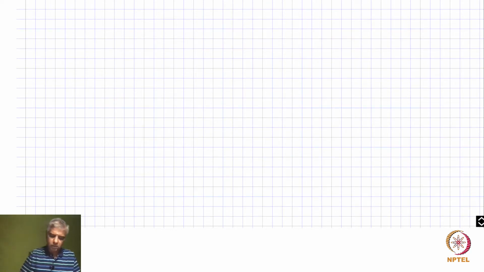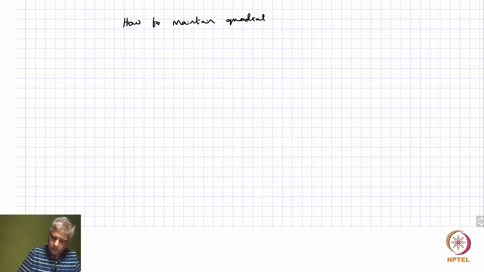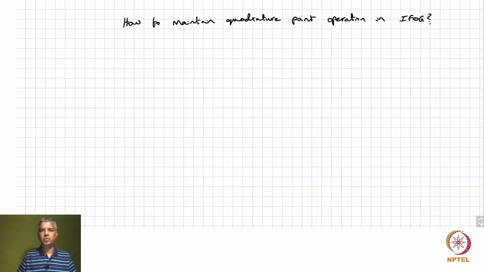So, the question is how to maintain quadrature point operation in IFOG. What do you have to do to maintain the quadrature point operation?